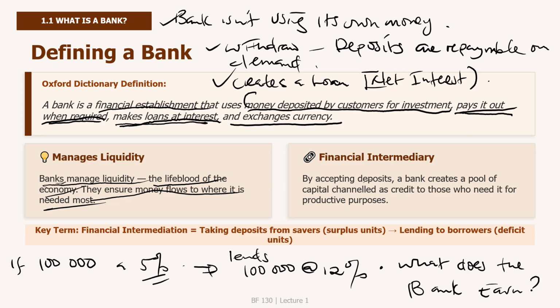What we are saying is that financial intermediation simply means taking deposits from savers, and these are the surplus unit, and then creating an asset called a loan, and we lend to the borrowers. So the borrowers are the deficit unit. I hope we are making some good progress. I hope this is making sense.